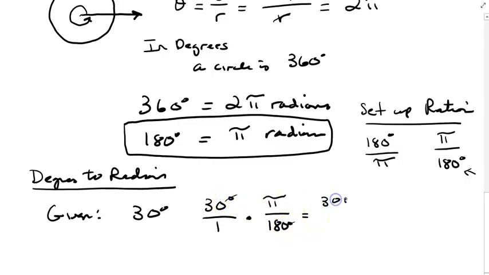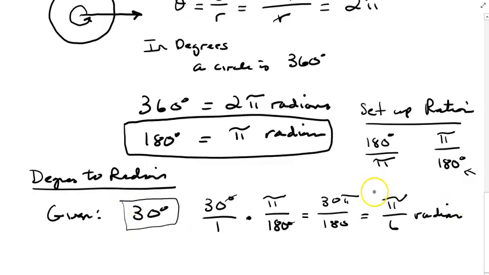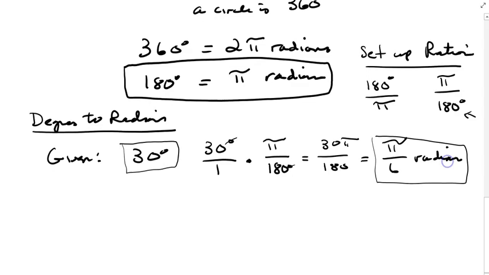And I have 30 pi over 180, reduce it, and that comes out to pi over 6. So 30 degrees is the equivalent of pi over 6 radians. This is one of the most used conversions, and it's one you're going to get familiar with very, very quickly. So we're going to do a couple more that you're going to get familiar with pretty quickly.